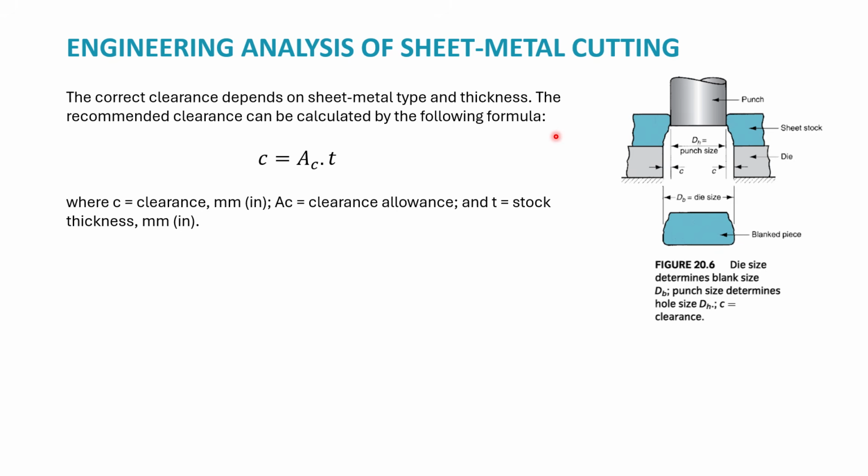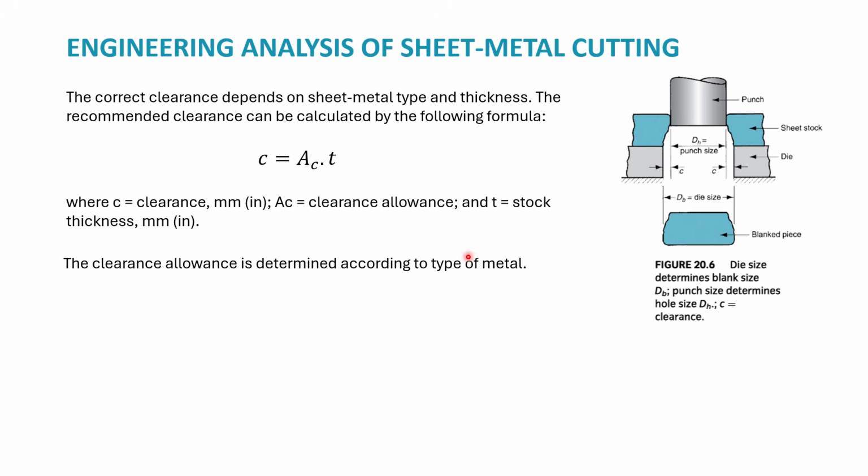So the clearance can be calculated mainly by using the following formula. Of course, this will depend on the sheet metal type and thickness. Now, the clearance c is equal to AC multiplied by the thickness t. C is the clearance in millimeters, AC is the clearance allowance, and t is the stock thickness in millimeters. That's the thickness we're talking about, and that's the clearance we are calculating.